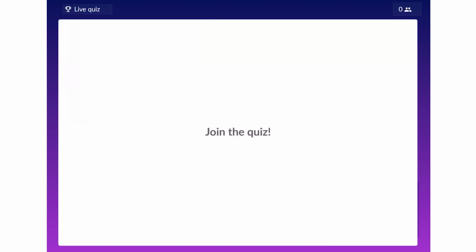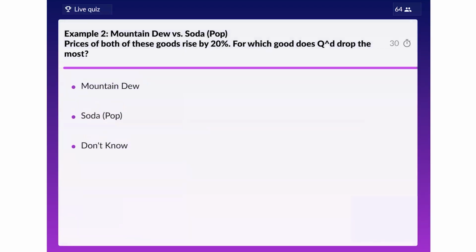All right, next one. Mountain Dew versus soda. Suppose the price of both goods goes up by 20%. For which good does quantity demanded drop the most? Mountain Dew, soda, or I don't know?